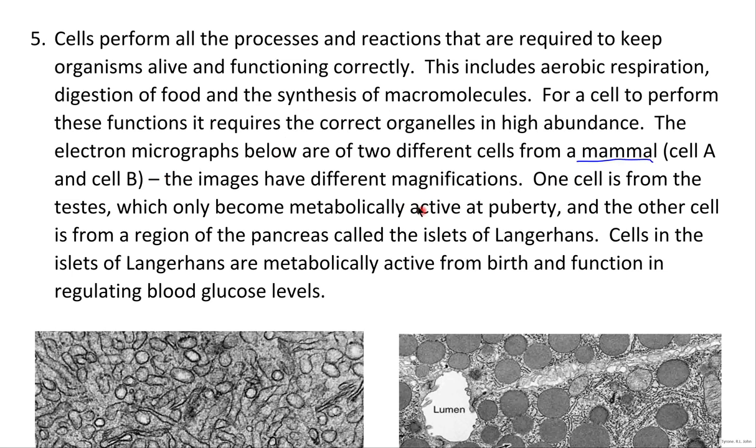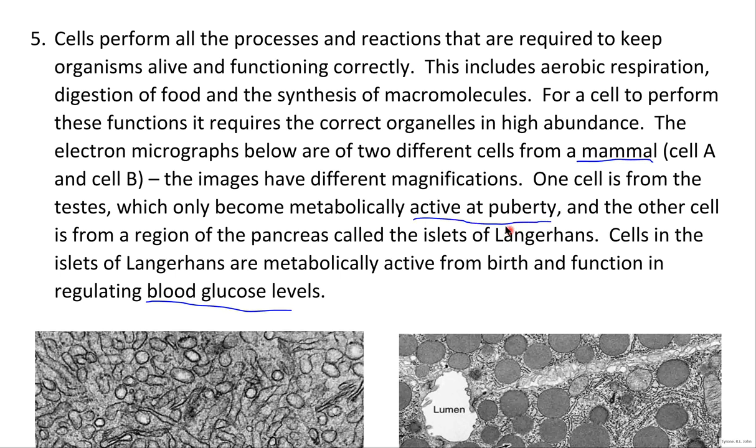The images have different magnifications. You need to know that just in case the sizes of the cells and the organelles confuse you. So they're different magnifications. You can exclude the sizes of the organelles. So you're told one cell is from the testes and it becomes metabolically active at puberty, and the other cell is from the pancreas, and the cells in the pancreas are metabolically active from birth and they function in regulating blood glucose levels. So that's a clue. The testes is that this particular cell becomes active at puberty.